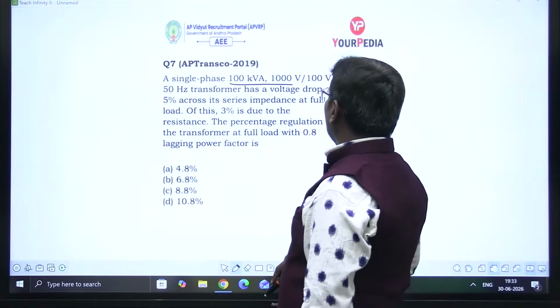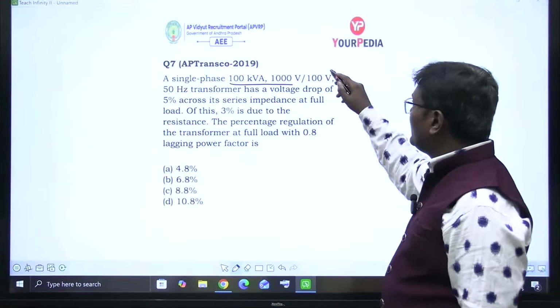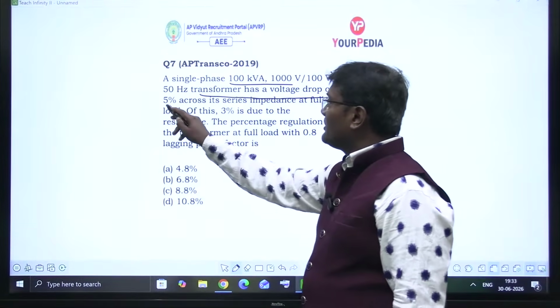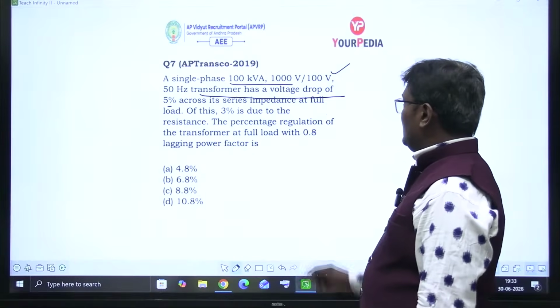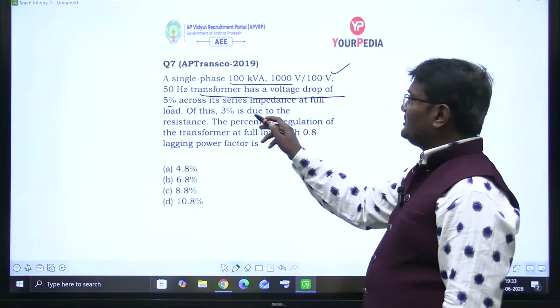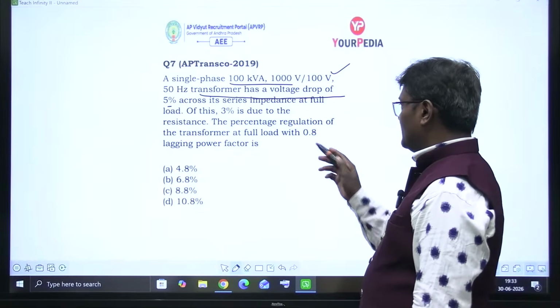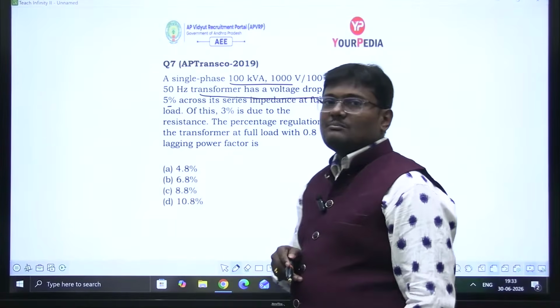A single phase 100 kVA, 1000 volts by 110 volts, 50 Hz transformer has a voltage drop of 5% across series impedance at full load. Of this, 3% is due to the resistance. What is the percentage regulation of the transformer at full load with 0.8 lagging power factor?